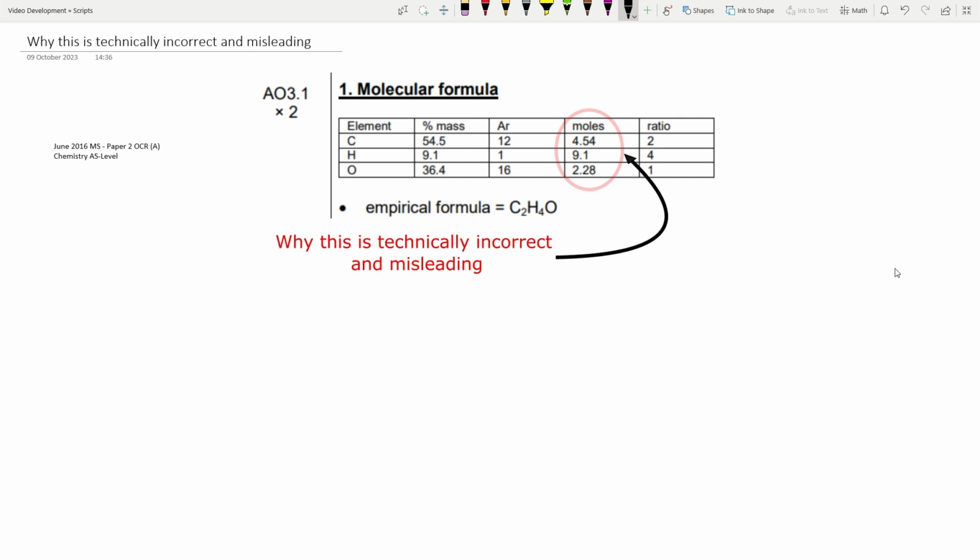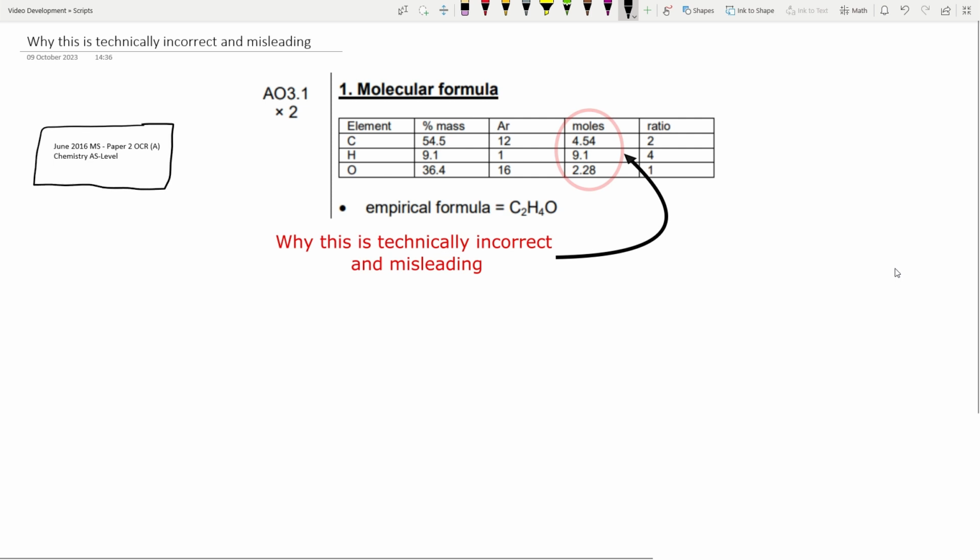Now, usually when we do tables such as this, it is to convert our percentage masses into an empirical formula, which we can then use to work out the molecular formula. So this table I've actually taken from a mark scheme from a professional examination body, and this is the mark scheme that I've taken it from.